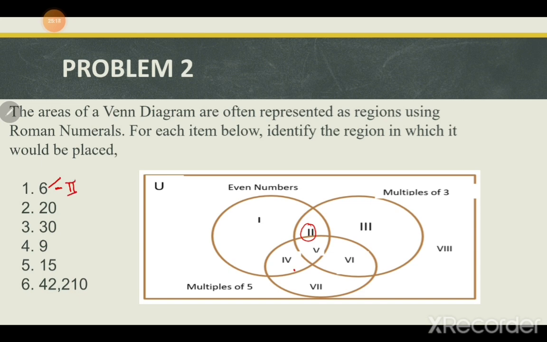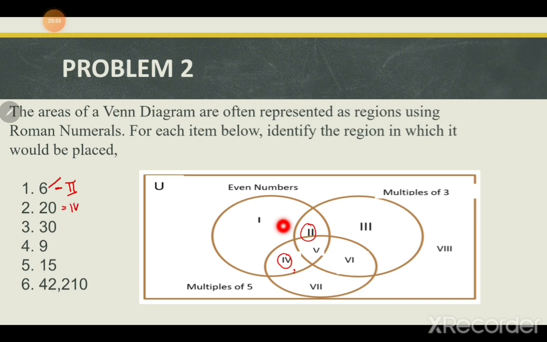Okay. Next is your 20. Take note that your 20 is an even number because it can be divisible by 2. Diba? Exactly divisible by 2 yan. Next is that it is a multiple of 5, but it is not a multiple of 3. Right? So, if you will place it into your Venn diagram, we will probably place it into your Roman numeral 4. Because it is the intersection of your even numbers and your multiples of 5, right? So we have 4.